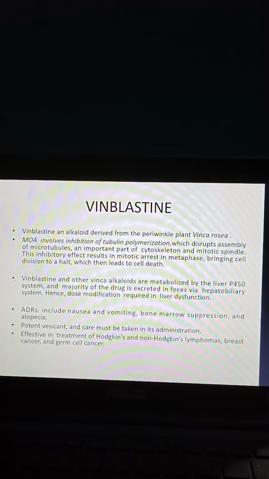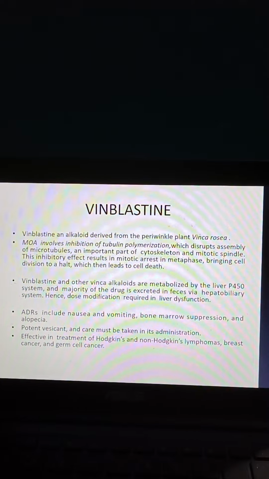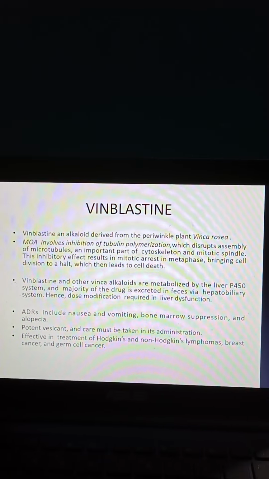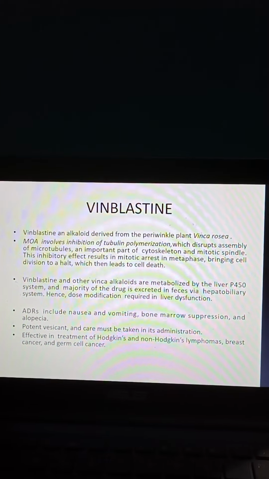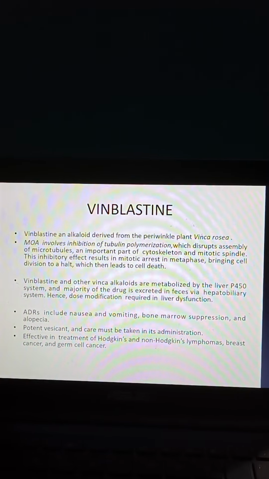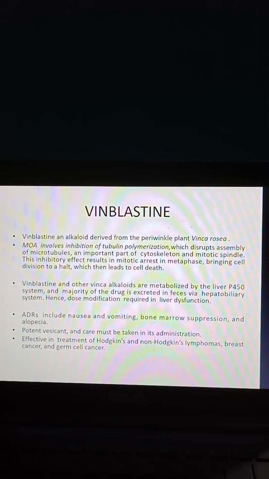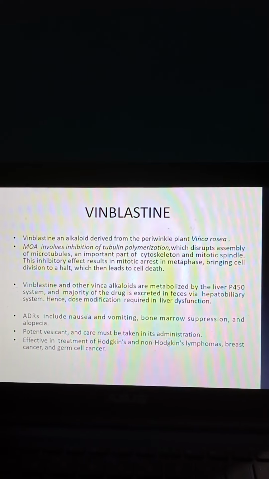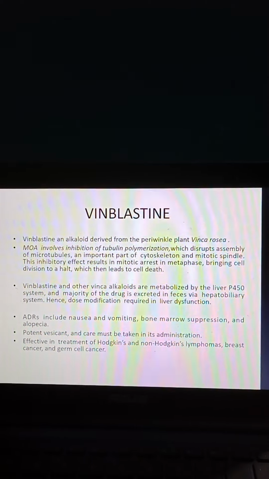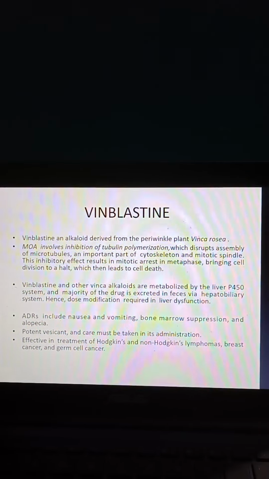Vinblastine and other Vinca alkaloids are metabolized by the liver P450 system, and the majority of the drug is excreted in feces via the hepatobiliary system. Hence, dose modification is required in liver dysfunction. Adverse drug reactions include nausea and vomiting, bone marrow suppression, and alopecia. It is a potent vesicant, and care must be taken in its administration. It is effective in the treatment of Hodgkin's and non-Hodgkin's lymphomas, breast cancer, and germ cell cancer.